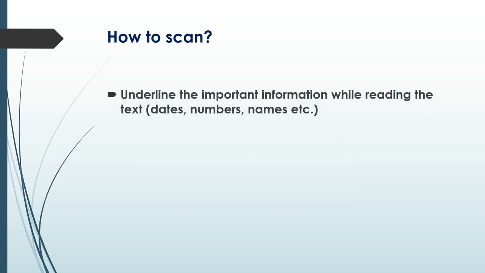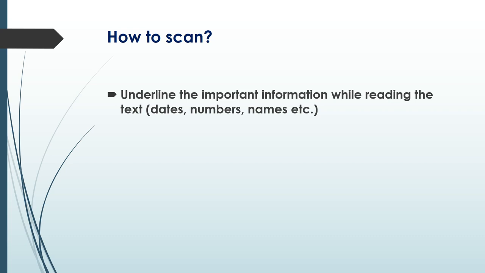Now how to scan? This is the process in which one underlines the important information while reading the text, which can be dates or numbers or names. If there is a text on Qaid-e-Azam, and it is about his last speech in the Constituent Assembly, probably it was on 11th August 1948.